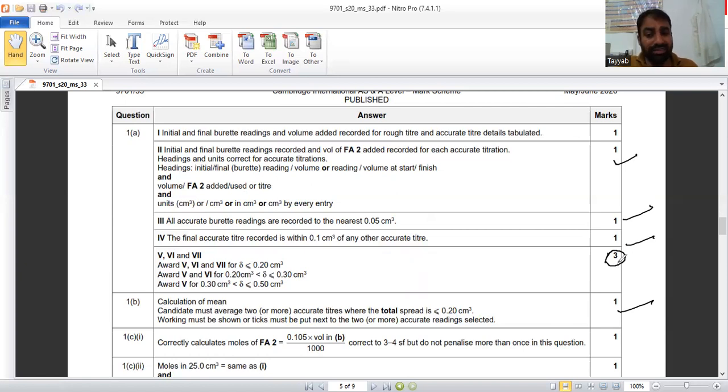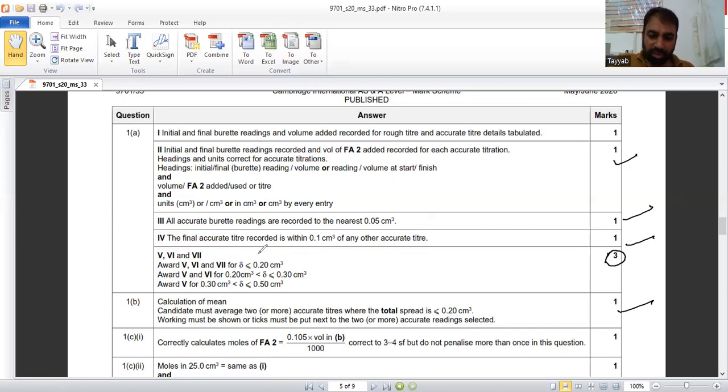Because of securing these 3 marks, students commonly lose all other marks. So please focus on the drawing of the table, focus on the units, focus on the values. These values should be within 0.1 centimeter cube. Okay, here he is explaining these 3 marks. You don't know what the reading of the supervisor is. The supervisor will do it in front of you.